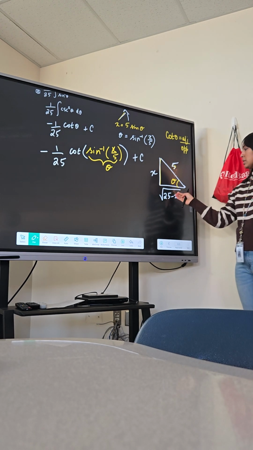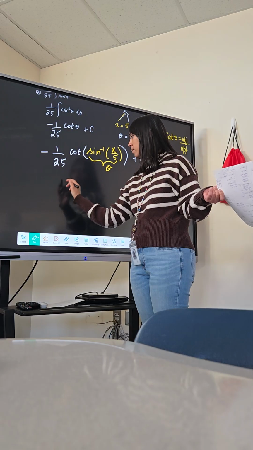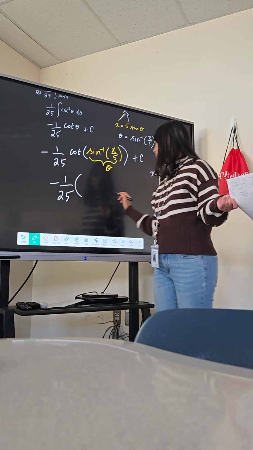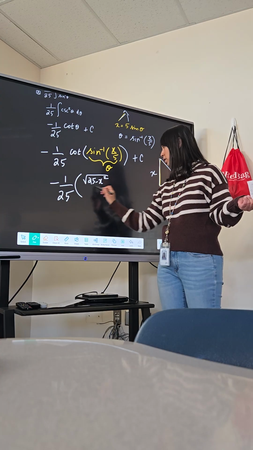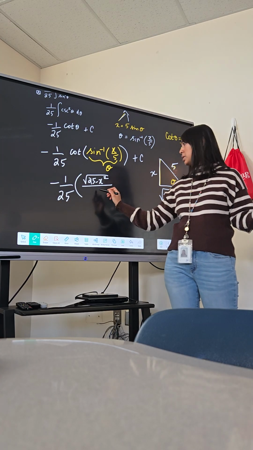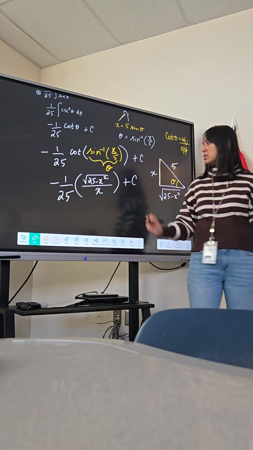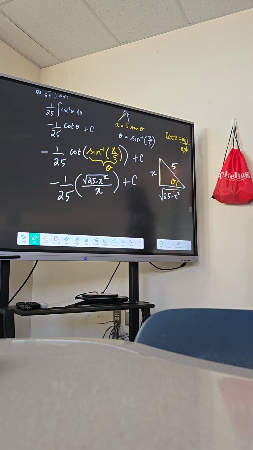So what is our adjacent side? The square root of 25 minus x squared, over the opposite side, which is x. See, didn't I tell you? We'll apply all of trig in one problem. Everything trig. So that's the answer? That's the answer, all things trig.